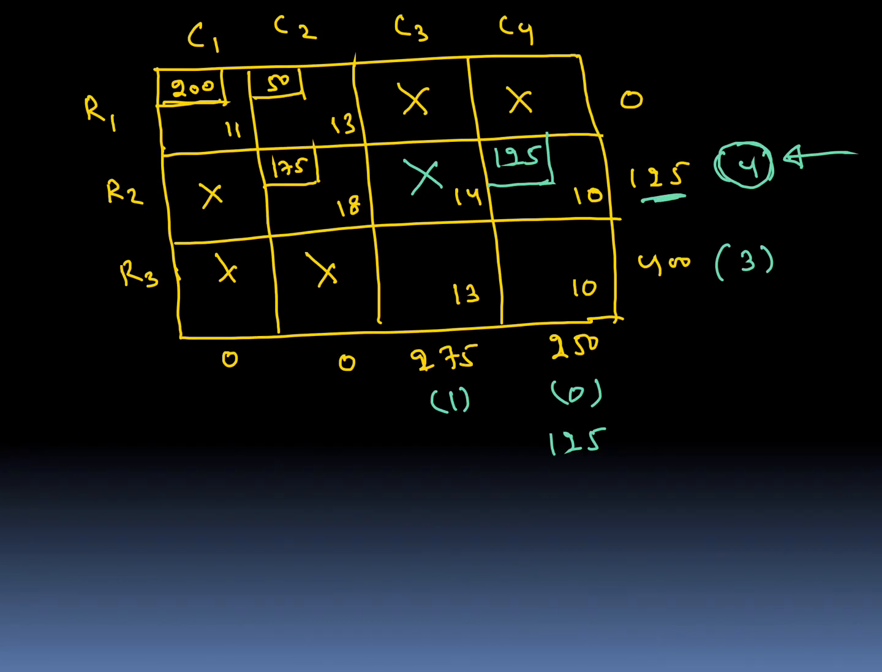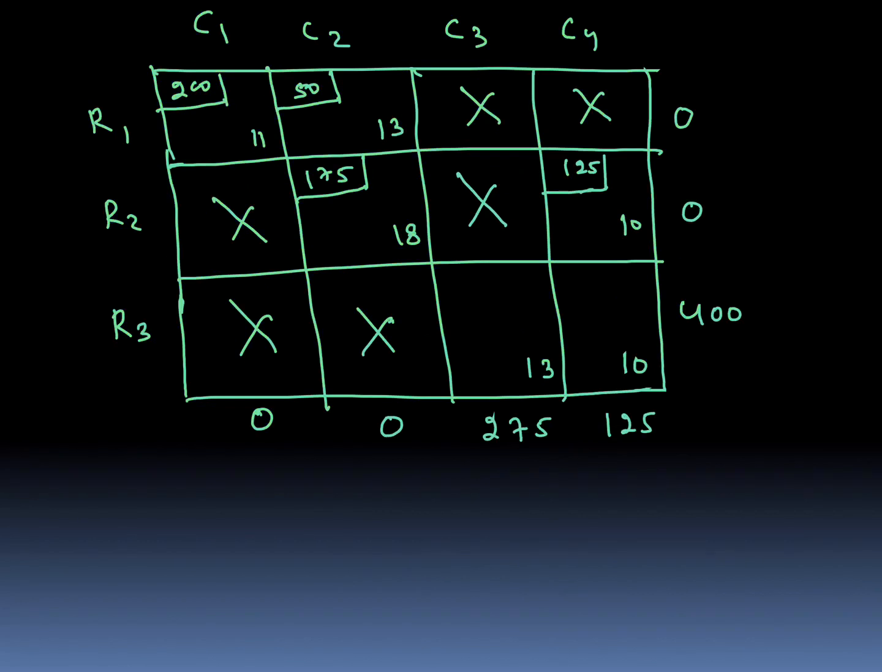Next step, no need to check the difference, directly you can allocate. Here demand is 125, here demand is 275. So here it will become 0, here also 0, here also 0. So all supply you allocated, and all demands are satisfied.